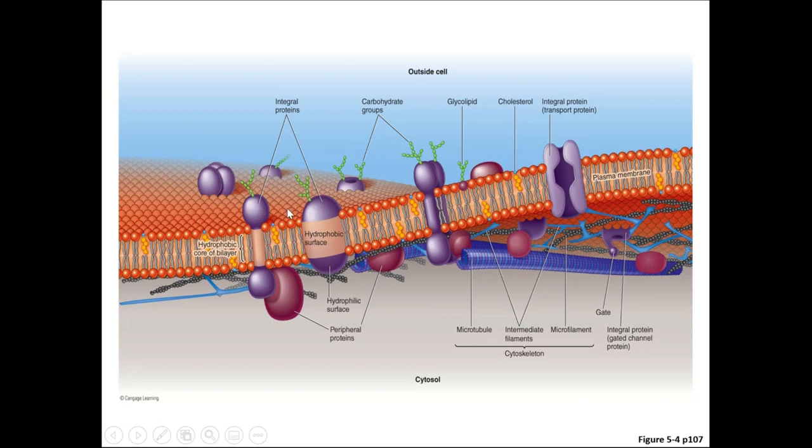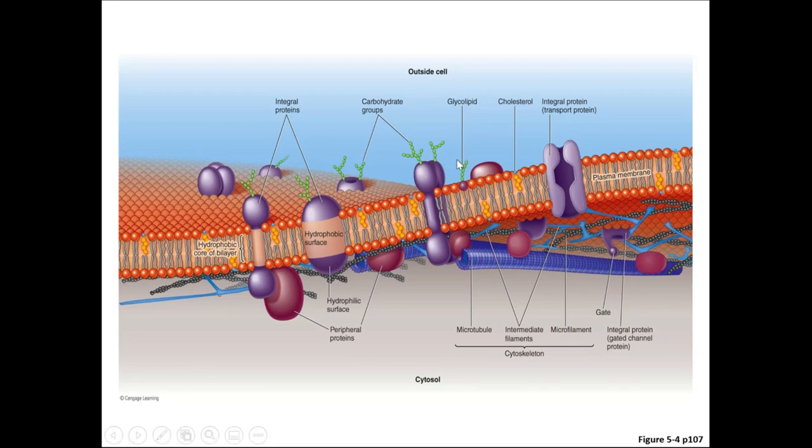Although the lipid bilayer consists mainly of phospholipid, other lipids such as cholesterol, this is a cholesterol molecule, and even glycolipids are present. For example, these are the carbohydrate groups associated with proteins, forming glycoproteins. And here we also have the glycolipid, in which a sugar, or carbohydrate, is associated with the phospholipid, forming a glycolipid. So we have the glycoproteins and glycolipids present in the fluid mosaic model.